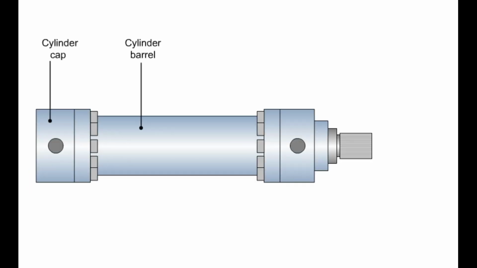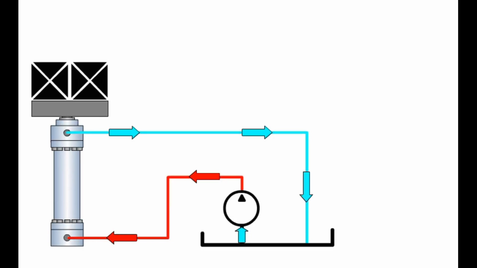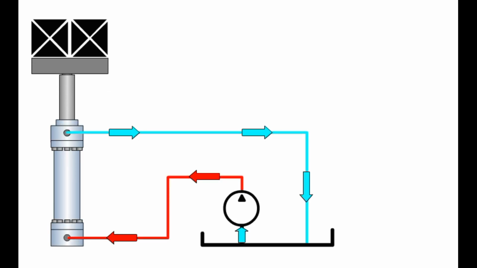Some of the components just discussed can be identified in the complete assembly of the hydraulic cylinder. When the complete assembled hydraulic cylinder is installed in a hydraulic system, it converts hydraulic energy into mechanical energy.